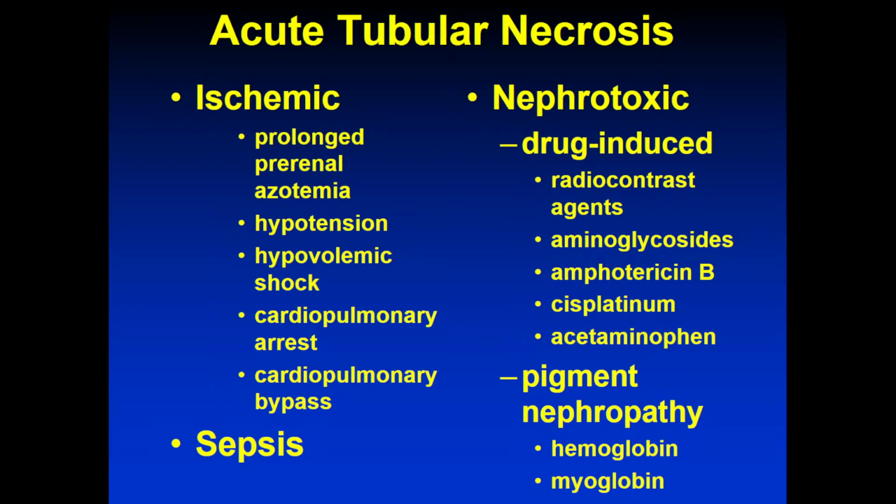And also we consider some nephrotoxic effects, usually drug-induced, with radiocontrast agents, aminoglycosides, antibacterial drugs, amphotericin B, cisplatinum, acetaminophen, and sometimes pigment nephropathy due to hemoglobin overload and myoglobin, usually in the crash syndrome or active chemotherapy in some malignancy.